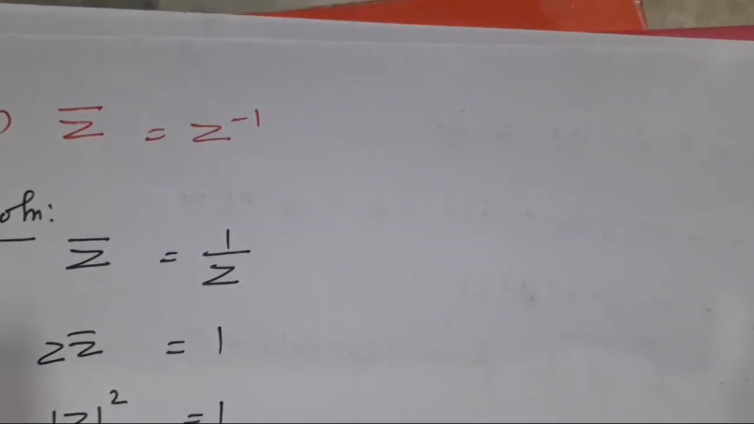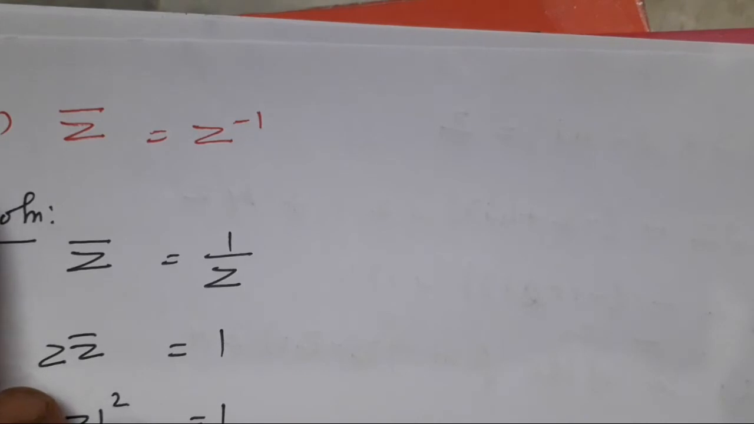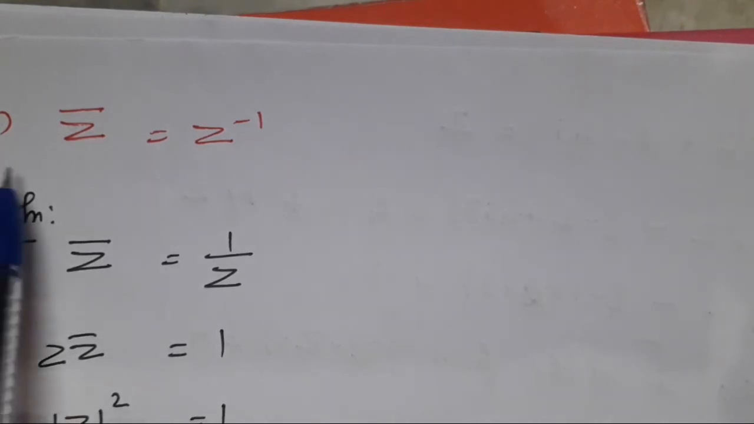In exercise number 2.6, third sum, fourth subdivision. I will teach all the sums for your exercise problems. See the fourth subdivision in the third sum. What is the question? z bar equal to z inverse.